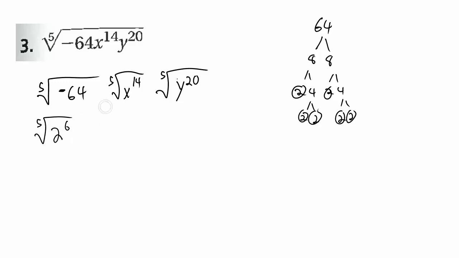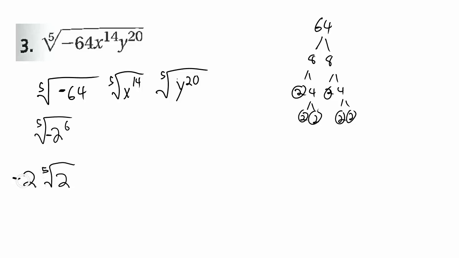Notice how it works just like variables. If you take the exponent and divide it by the index, I get 6 divided by 5 is 1 remainder 1. So that means there's one 2 on the outside, and then there's one 2 remaining on the inside. And let me not neglect my negative. Since we want to simplify the radical, it makes more sense to pull the negative out of the odd radical.